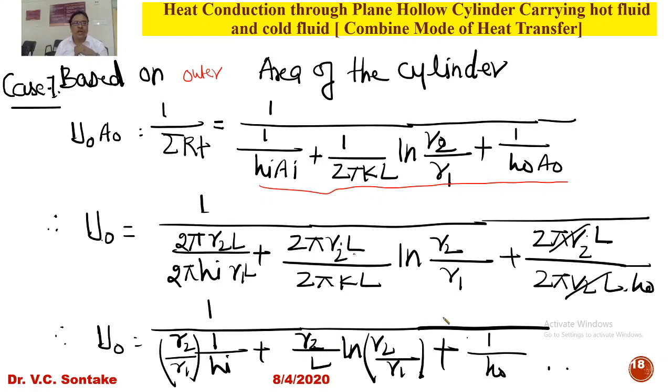Plus 2 pi R2 into L over 2 pi K L into log of R2 by R1, and in this case it will get cancelled. So Uo will be equal to 1 upon R2 over R1 into 1 upon hi plus R2 over K into log R2 by R1 plus 1 upon ho. So this will be the overall heat transfer coefficient based upon the outer radius. So this way we can have the expressions for U based upon the inner or outer area of the cylinder, considering the combined mode of heat transfer.